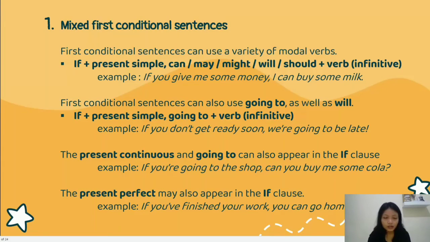Okay, first we talk about the mixed first conditional sentence. The first conditional sentence can use a variety of modal verbs. The pattern is if, present simple, can or may or might or will or should plus verb infinitive. For example, if you give me some money, I can buy some milk.